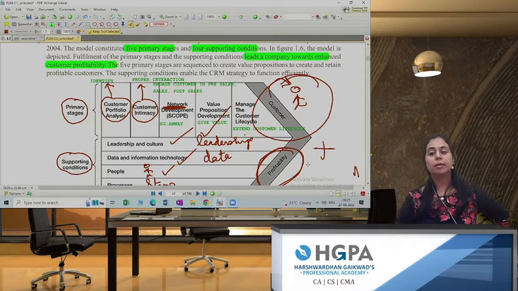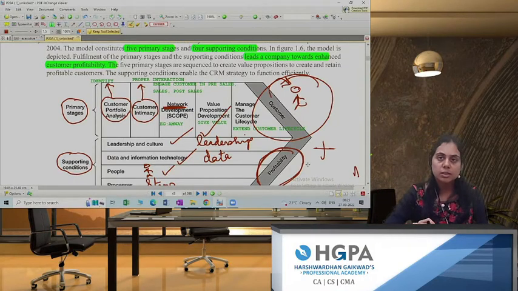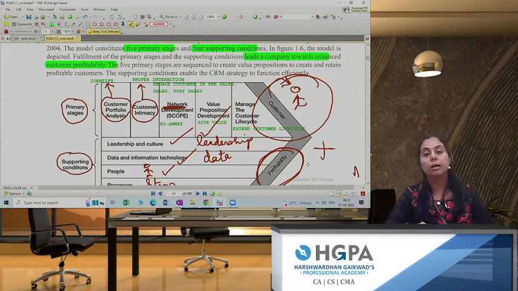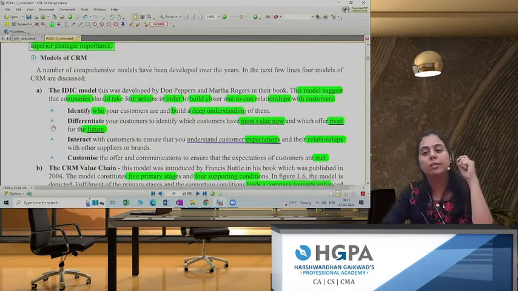So we will write that there are 5 primary stages. List down the 5 stages. There are 4 supporting stages, list down the stages, and then write that if all the activities are being done properly, it will create customer profitability. So we have done 3 models.